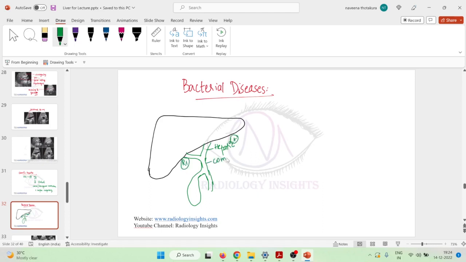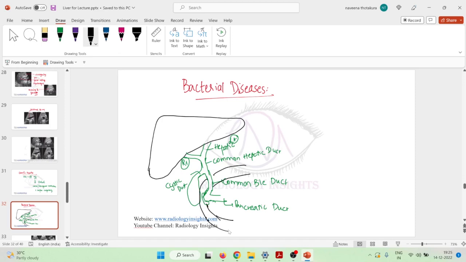Then we have one common hepatic duct. This common hepatic duct will combine with a cystic duct. So this is a cystic duct. The common hepatic duct combines with the cystic duct to form the common bile duct. This common bile duct will now combine with a pancreatic duct. Okay, we have the pancreas, which has the main pancreatic duct. So this is the pancreatic duct. Both the common bile duct and pancreatic duct combine together and open into the duodenum. Second part of the duodenum, actually. This is one way.